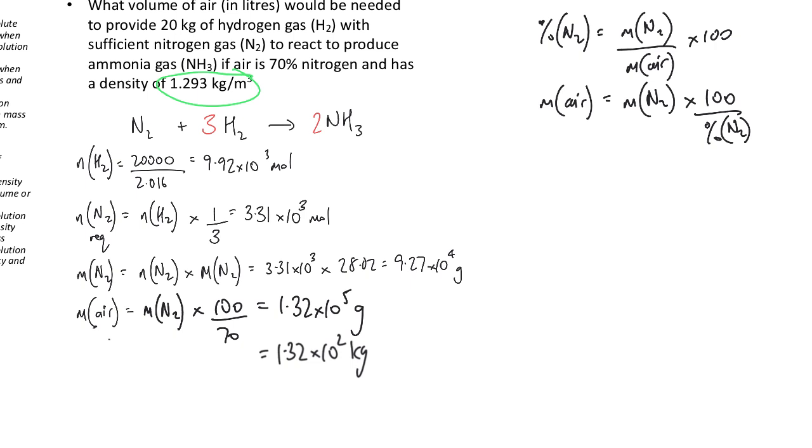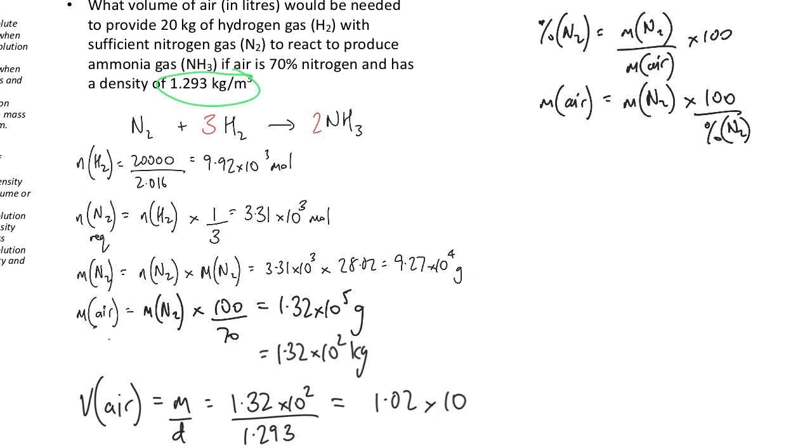Once I have that, I need to convert between mass and volume. So the volume is equal to the mass over the density. I have a mass of 1.32 times 10 to the 2 kilograms, because that's the unit in my density, over 1.293, which is equal to 1.02 times 10 to the 2, what unit? Meters cubed. But the answer asks for it in liters. There are 1,000 liters in every meter cubed, so it's 1.02 times 10 to the 5 liters.